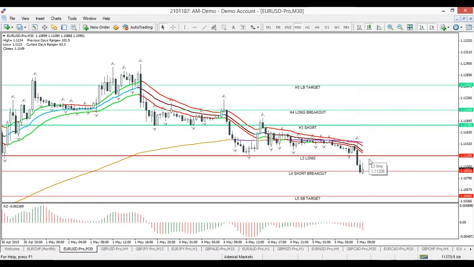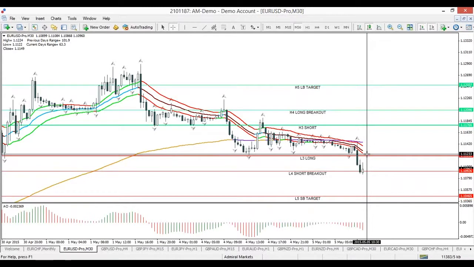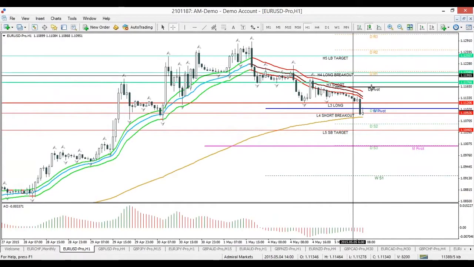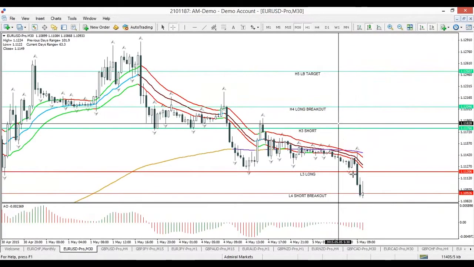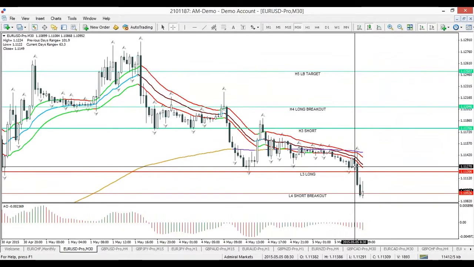Take the L3 short, basically, and then target the L5. With a target at 110.50, that would be about 74 pips, 70 pips, let's say, 110.54. And a stop loss, I would say above the daily pivot, should be okay at around 111.80. So it's about 80 minus 24, about 54 pips. So about a 1.5 to 1.